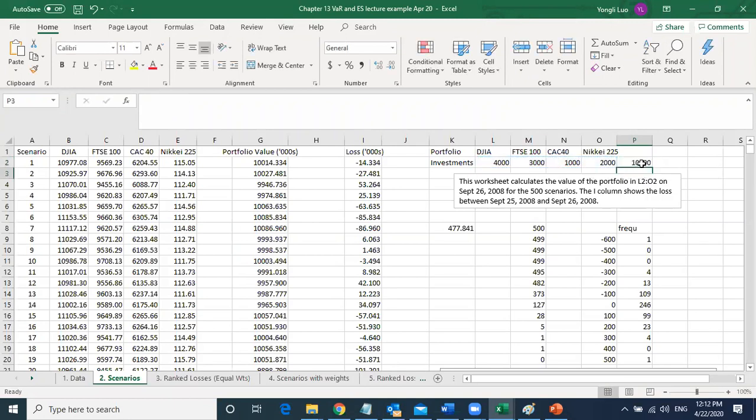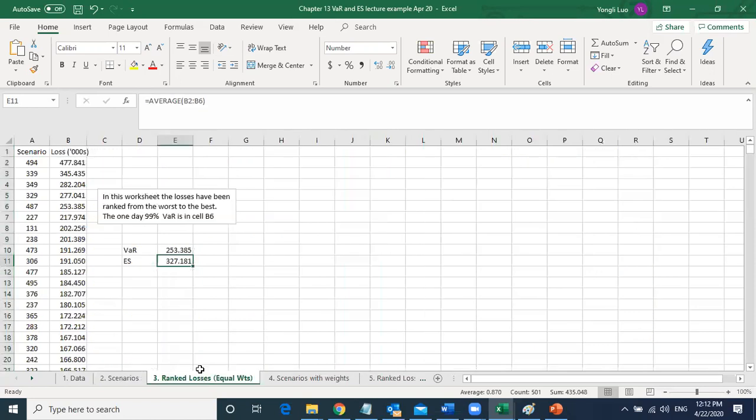Okay, actually, this is your investment. It's 10 million US dollars. So you use 10 million minus the portfolio value. So that's your losses. So you have all the losses right here. So we get all the losses.